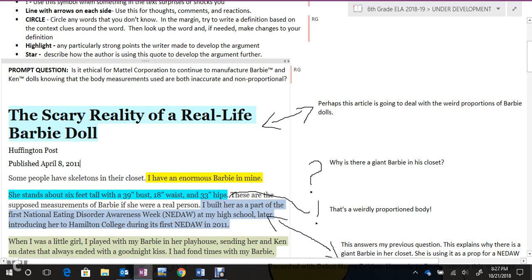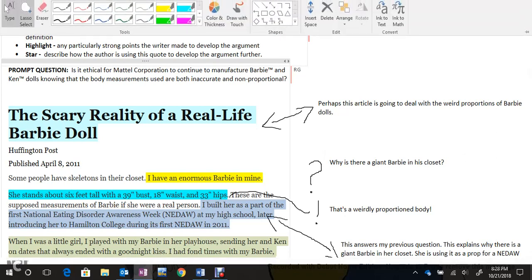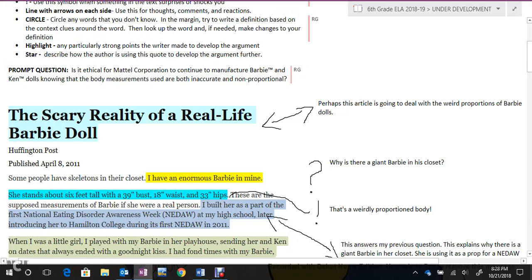Some people have skeletons in their closet. I have an enormous Barbie in mine. When you read that, obviously you're going to be a little confused, and the author is intentionally working that way. And so what you would do is you might highlight it, do something to indicate that. You might do something like this even, where you just kind of draw.